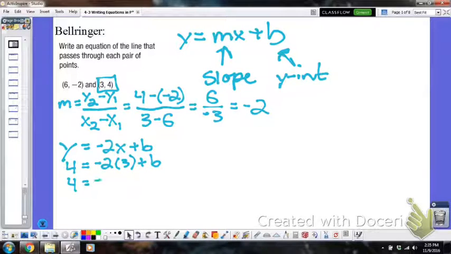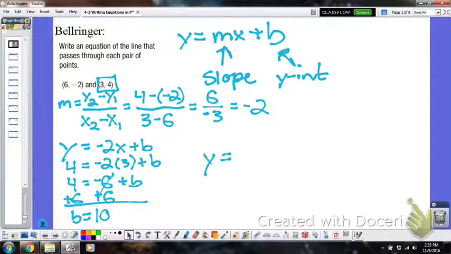-2 times 3 is -6. Add 6 to both sides, and I'll get b is equal to 10. So my final equation is y equals -2x plus 10. So that is writing an equation that goes through 2 points, and that's writing it in slope-intercept form.